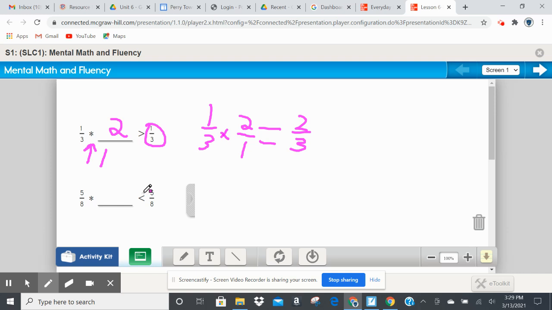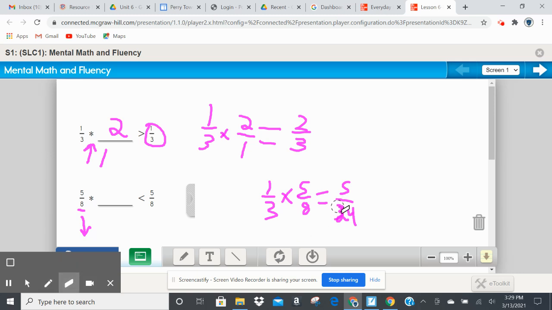What about the next one though? The next one's just a little bit more challenging. For this one, we need to think about that 5/8. Any fraction that is less or lower than 5/8 would work. So let's try 1/3. 1/3 is less than 5/8. So let's multiply 5/8 times 1/3 and see what we get. 1 times 5 is 5. 3 times 8 is 24. So I get 5/24.